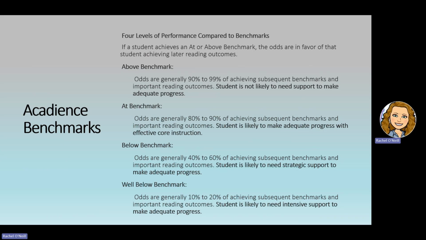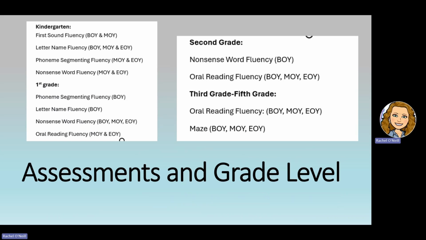Acadian's benchmarks are set at a level at which students who score well below the benchmark have a 10 to 20% chance of reaching future outcomes. These students may require intensive instructional support in addition to effective core instruction to achieve the next benchmark and later reading outcomes. So now that we've talked about the background, we're going to talk about specific assessments and the grade levels that they're given.